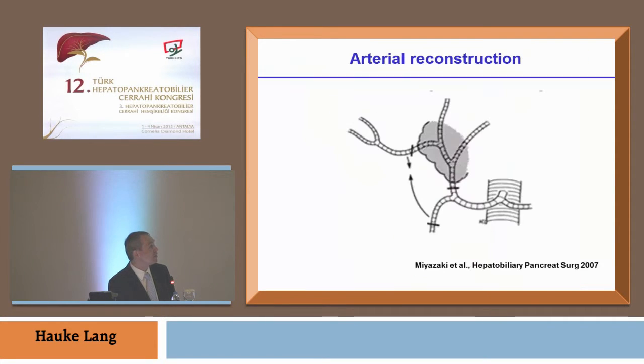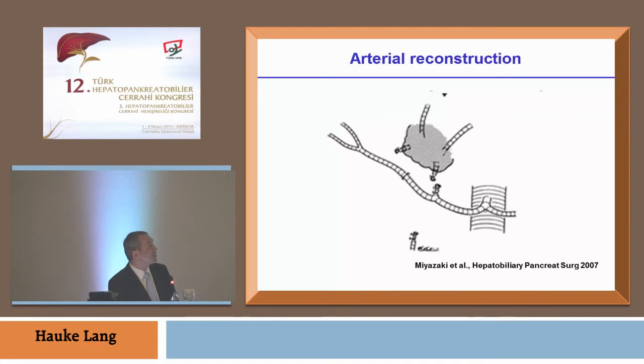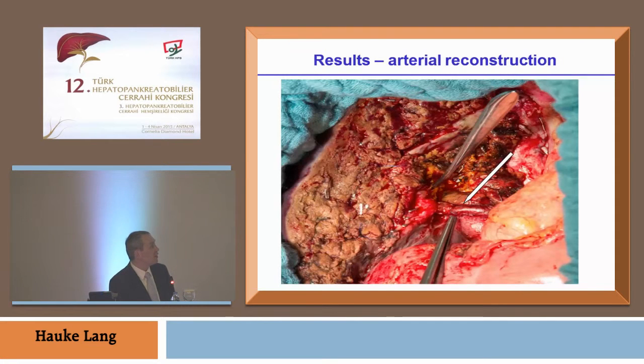You see it here. This is suggested by Miyazaki. Here the gastroduodenal artery, they can resect it here, transpose it here to the right hepatic artery, and make an end-to-end anastomosis in this way. This is a case of an operation I have done. This is the anastomosis between gastroduodenal artery and right hepatic artery.